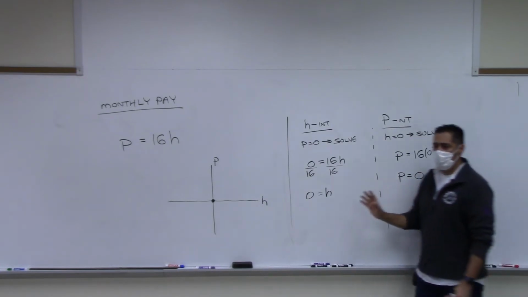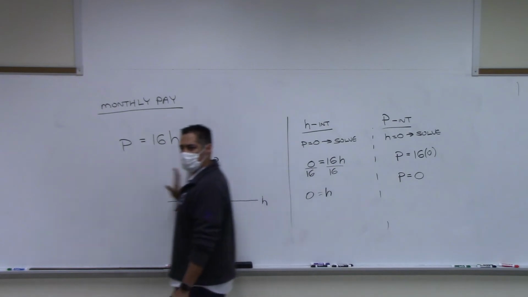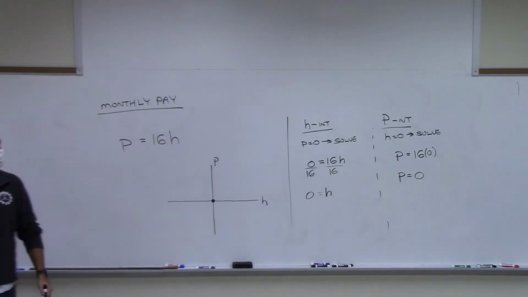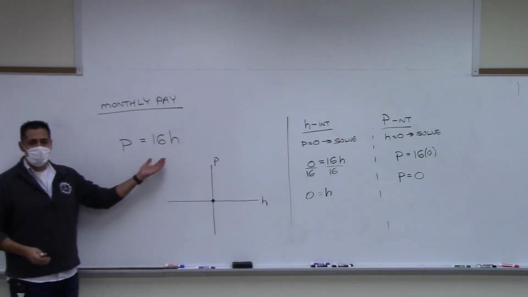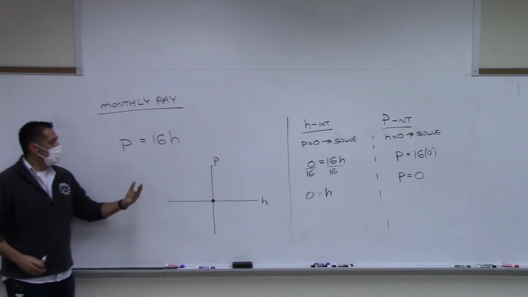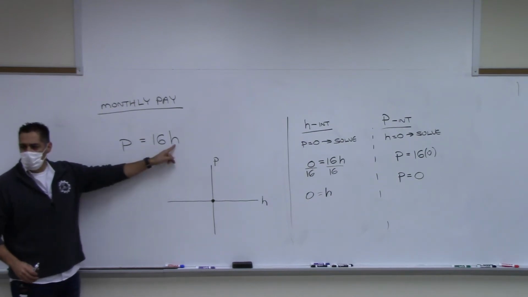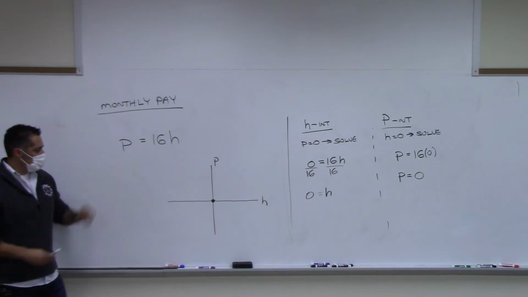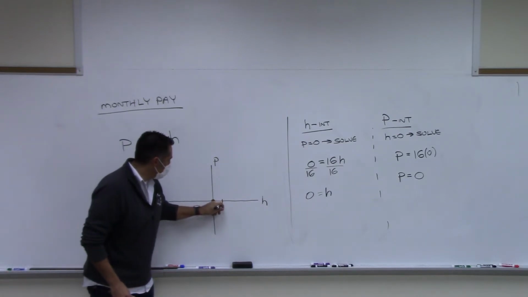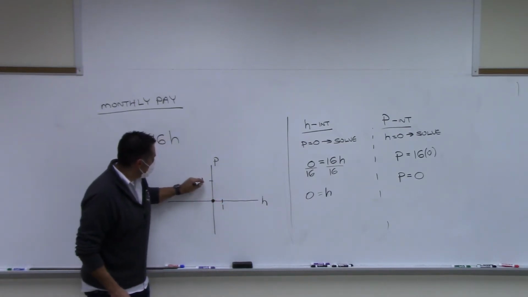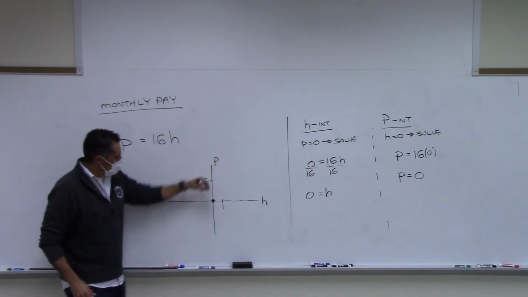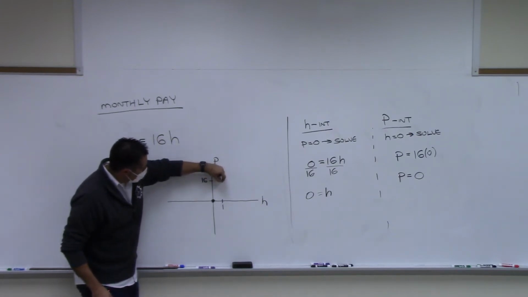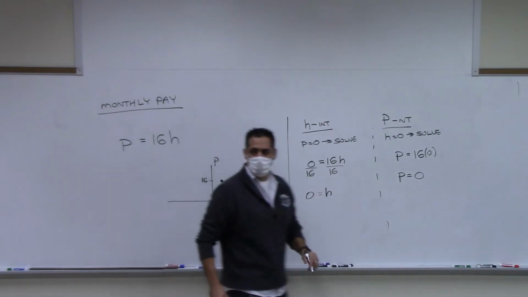Can someone tell me how I could get just one other point on this? Yeah, just plug in some value for H. Just pick a value, like let H be 1. And what would you get for P? 16. So if you plug in 1 for H, you're going to get 16. I'm going to go off the scale, so I'm just going to put 16 like that. And now you have 2 points, don't you?